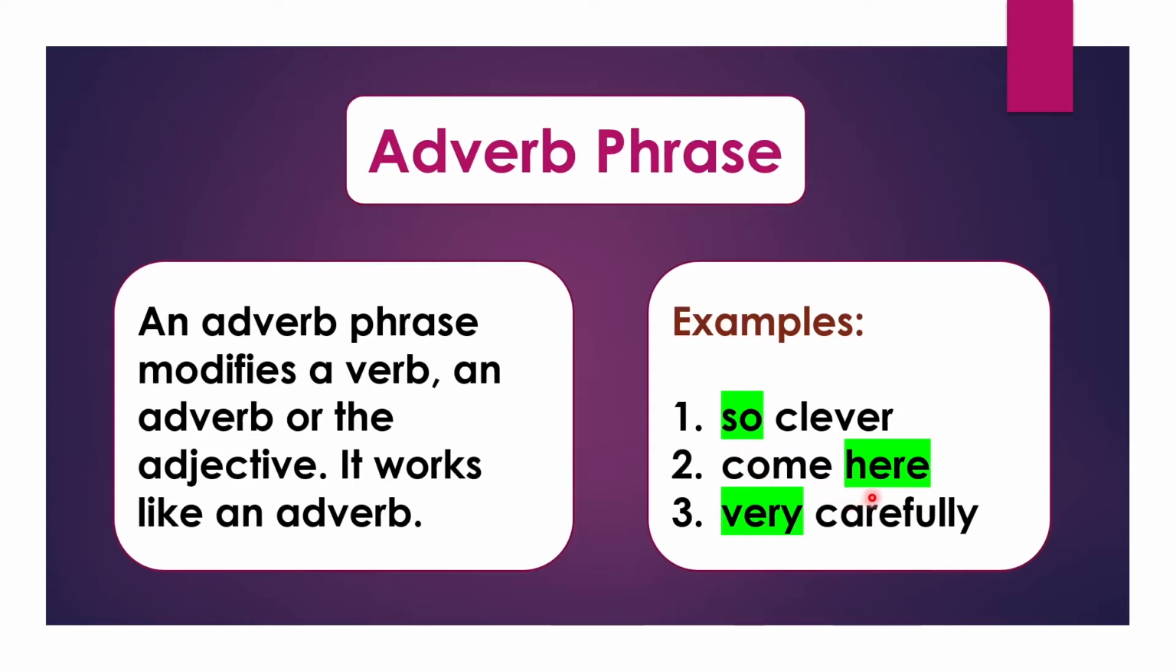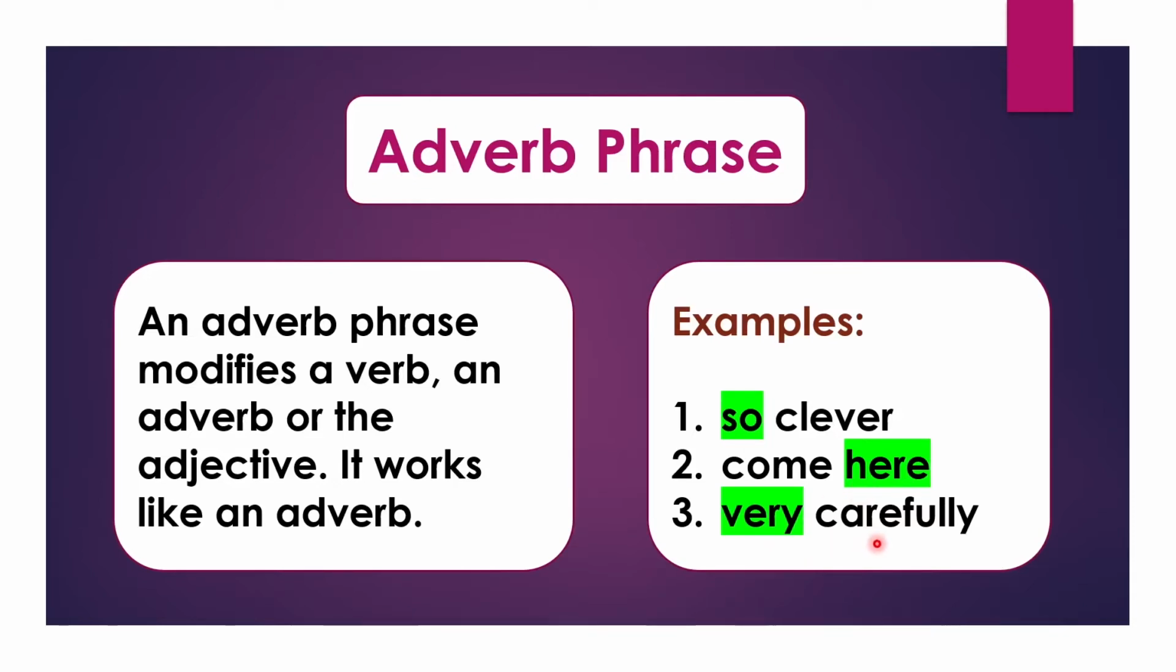Come here. It is showing the place. Where? Here. So here is the adverb and come is the verb. So this adverb is modifying the verb come. And here this adverb is the highlighted word. That's why it is an adverb phrase.